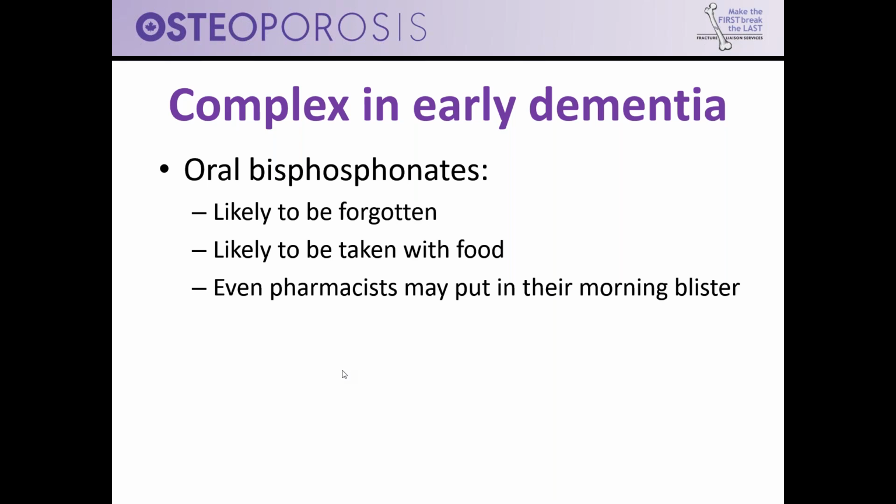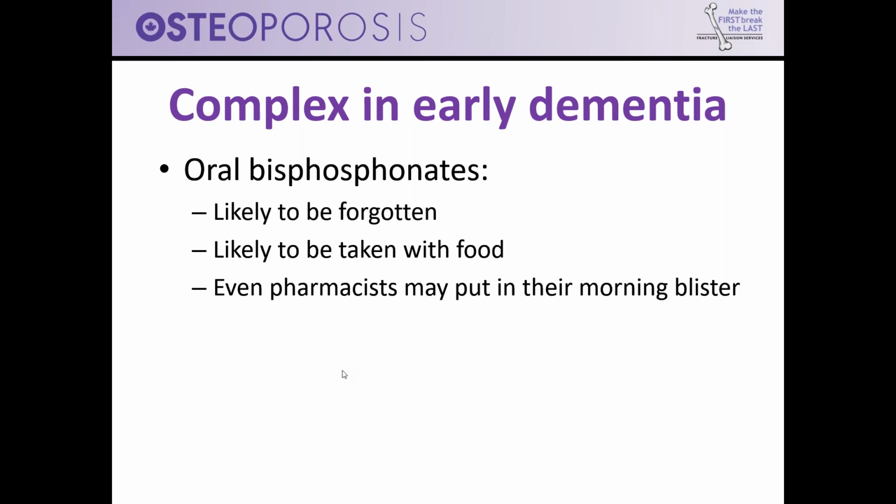Many patients will be at home with early dementia, and for the most part, they function relatively well. But the oral bisphosphonates are tricky in terms of how to take them. They're once a week, and some of them are once a month, and so they're more easily forgotten. They have to be taken on an empty stomach, and so patients with early dementia or with some confusion may forget and take their pill with food.